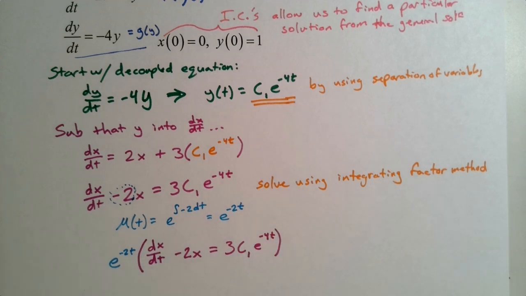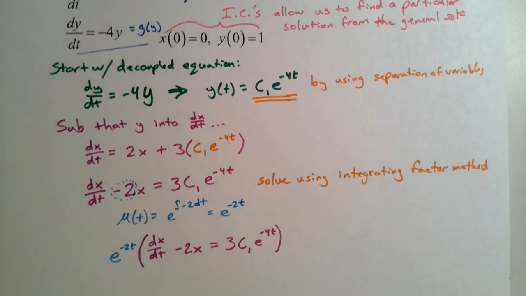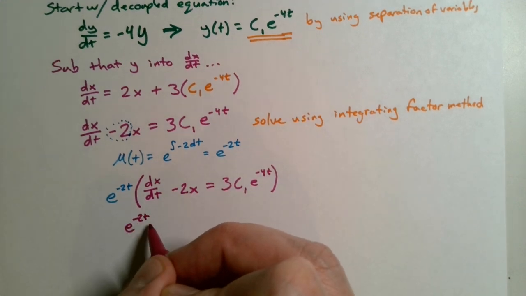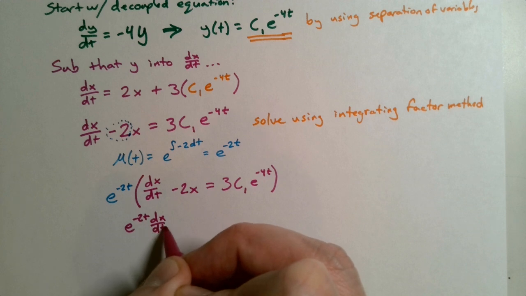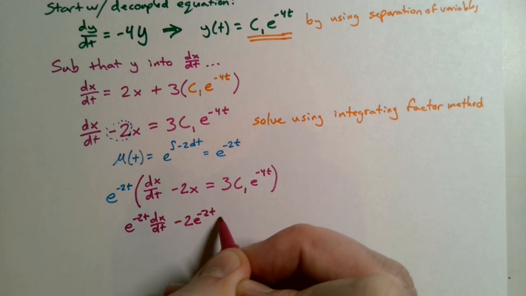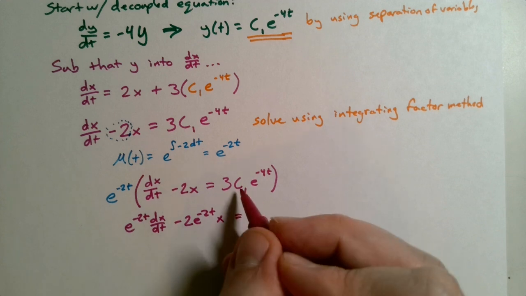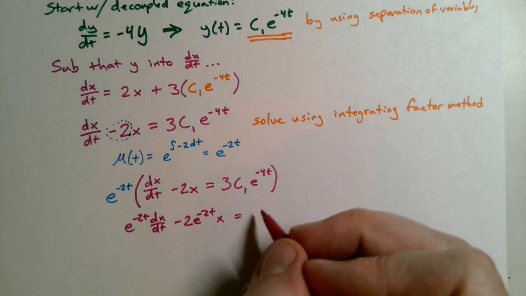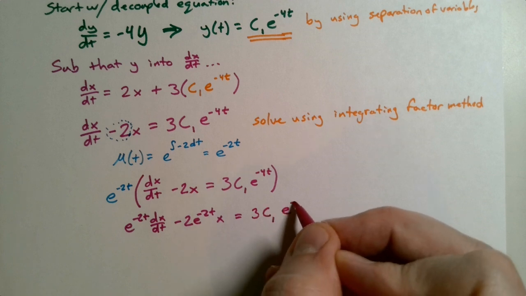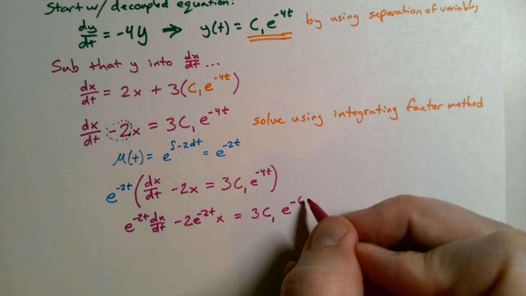And when I multiply that through, you'll see that I have e to the negative 2t times dx dt minus 2e to the negative 2t times x. The other side, I'm still multiplying through by that e to the negative 2t. I get 3c1 e to the negative 6t.